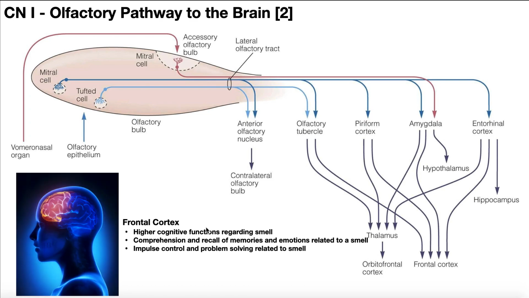The second part we'll look at is the frontal cortex. Again, notice all four of those brain parts send information to the frontal cortex. Now, the frontal cortex is the part of the brain we use when we're using critical thought, higher level thinking, higher cognitive functions. But here we're going to talk about those in relation to smell. It's also involved in comprehension and recall of memories and emotions related to smell, and impulse control and problem solving related to smell. This impulse control is big.